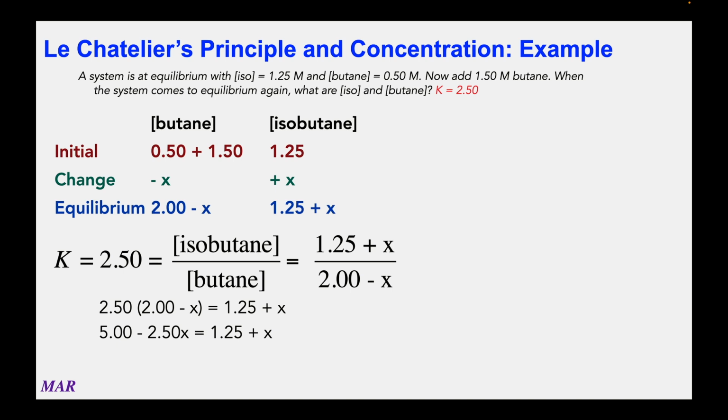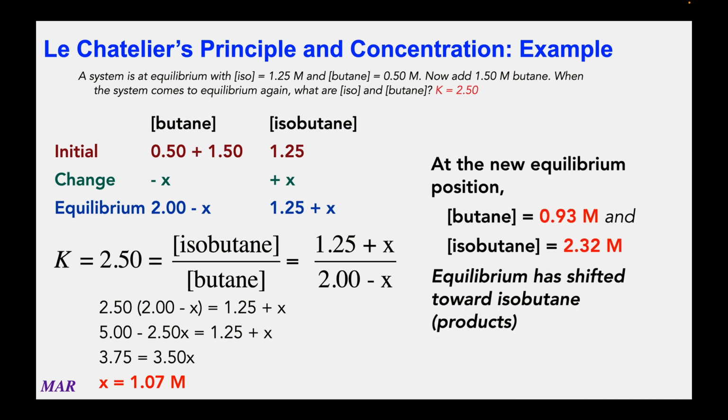So again, get all the x's on one side. I would add 2.50x to both sides to get the x's on the right. I would then subtract 1.25 from both sides to get all the numbers on the left. If you do that, 3.75 equals 3.50x. Divide both sides by 3.50, x is 1.07 moles per liter.